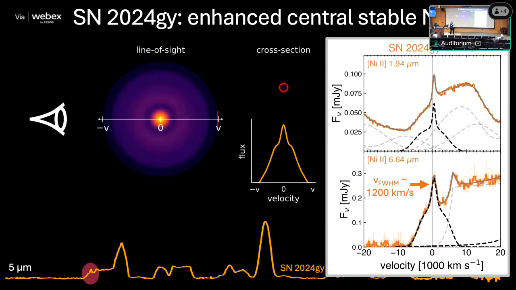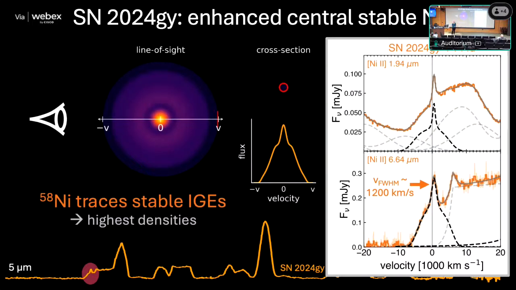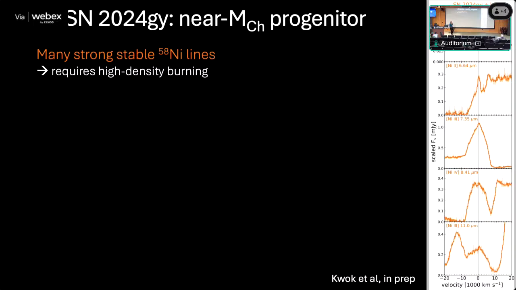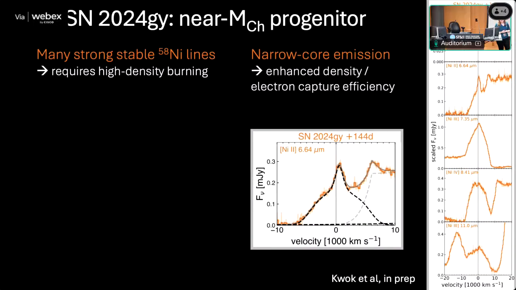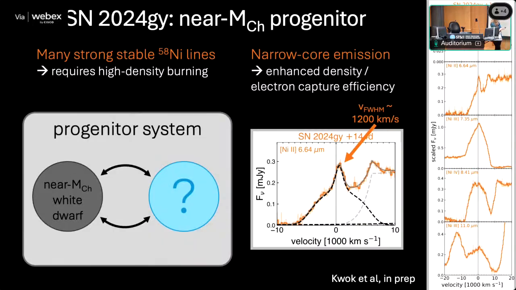Now these nickel lines, like I told you, all the radioactive nickel is gone. So this is stable nickel, nickel-58, and those 2 extra neutrons are actually really important. To get that additional electron capture, you really need the highest densities. Okay, so we've got a lot of high density burning, and so that tells us that we really need a near-Chandrasekhar mass white dwarf. It's very hard to explain how with a sub-Chandrasekhar mass you would get densities high enough to get this much nickel.